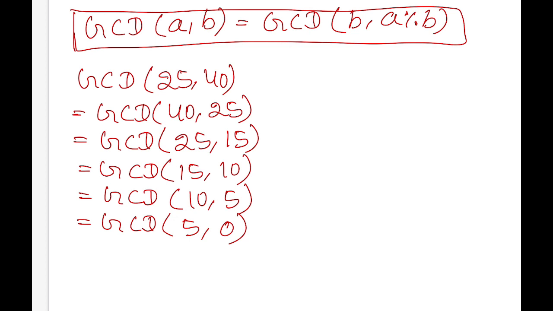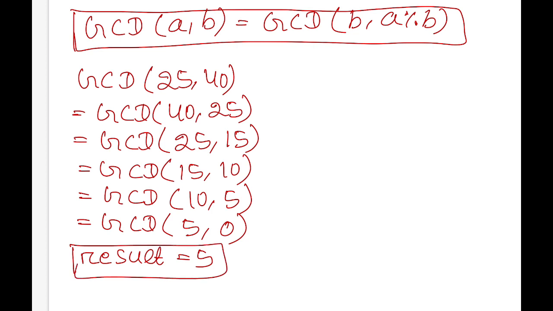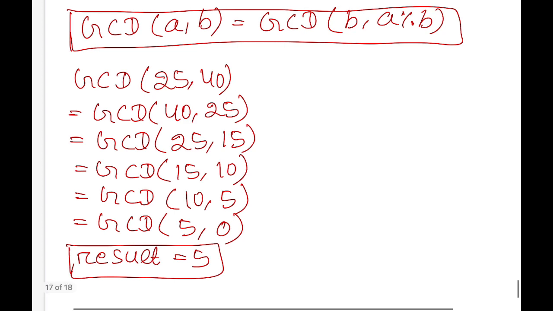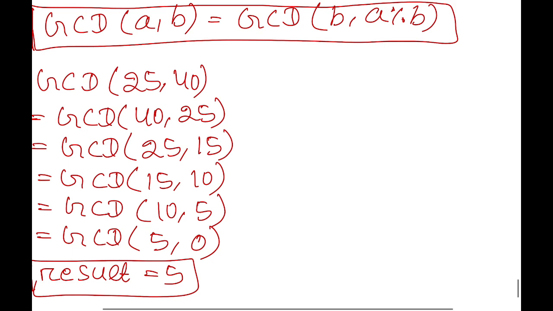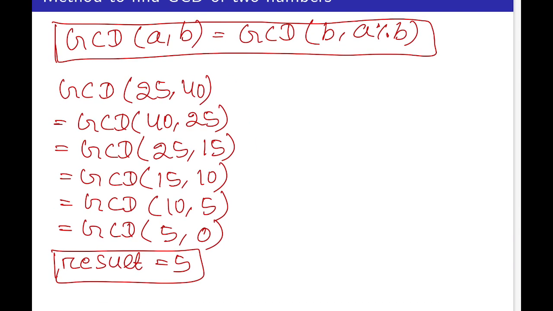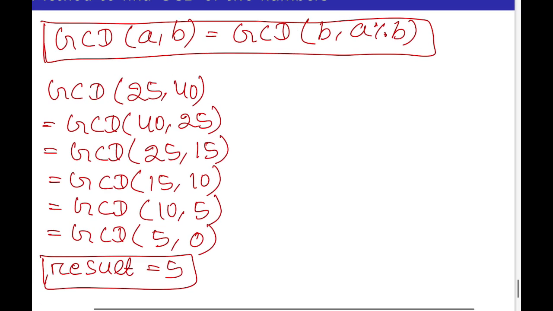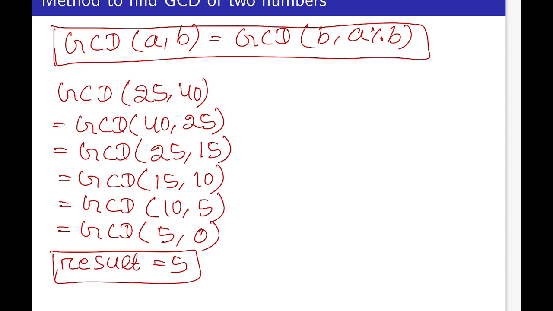So here what is the GCD? The result, or we can say the GCD of 25 and 40, is equal to 5. We have already discussed this concept while we were studying loops. Now we can write this inside a loop. So how to write this using a loop? What is the loop continuation condition, or where are we stopping? The stopping criteria is when this value becomes 0.